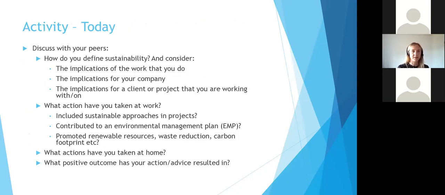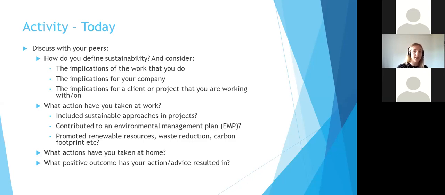Okay, so we've worked through the competency, looked at the key questions, and then laid out a few different examples there at different scales, both at home and personal. So the activity for today is to discuss with your peers, how do you define sustainability? We've gone through some set definitions from different organisations, but also think personally how you think about sustainability in the round. And consider the implications of the work that you do on the environment, sustainability, and how sustainability does need to be addressed.